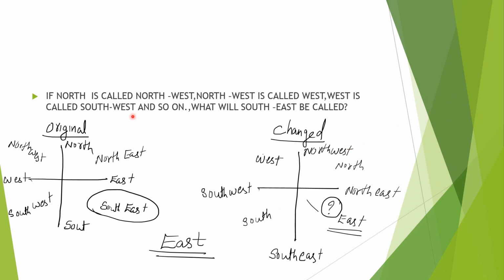Next question. If north is called northwest, northwest is called west, west is called southwest, and so on, what will southeast be called? I have already given you the picture of the full area. This is the south, this is the north, this is the west, and this is the east. Between north and west is northwest, north and east is northeast, east and south is southeast, south and west is southwest.